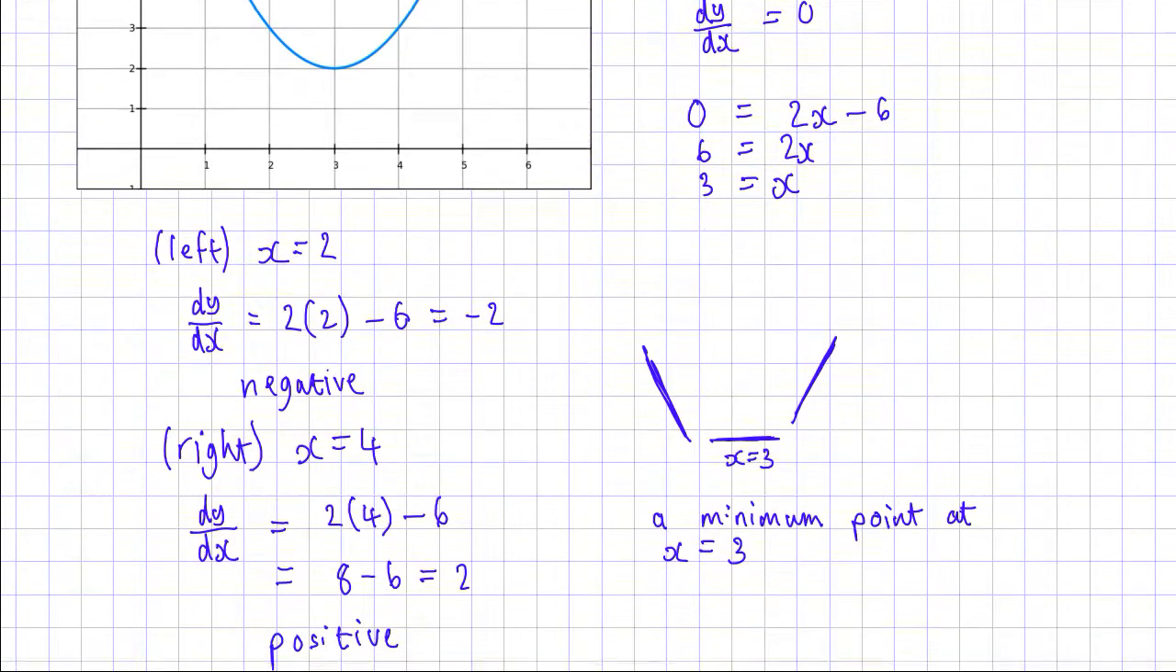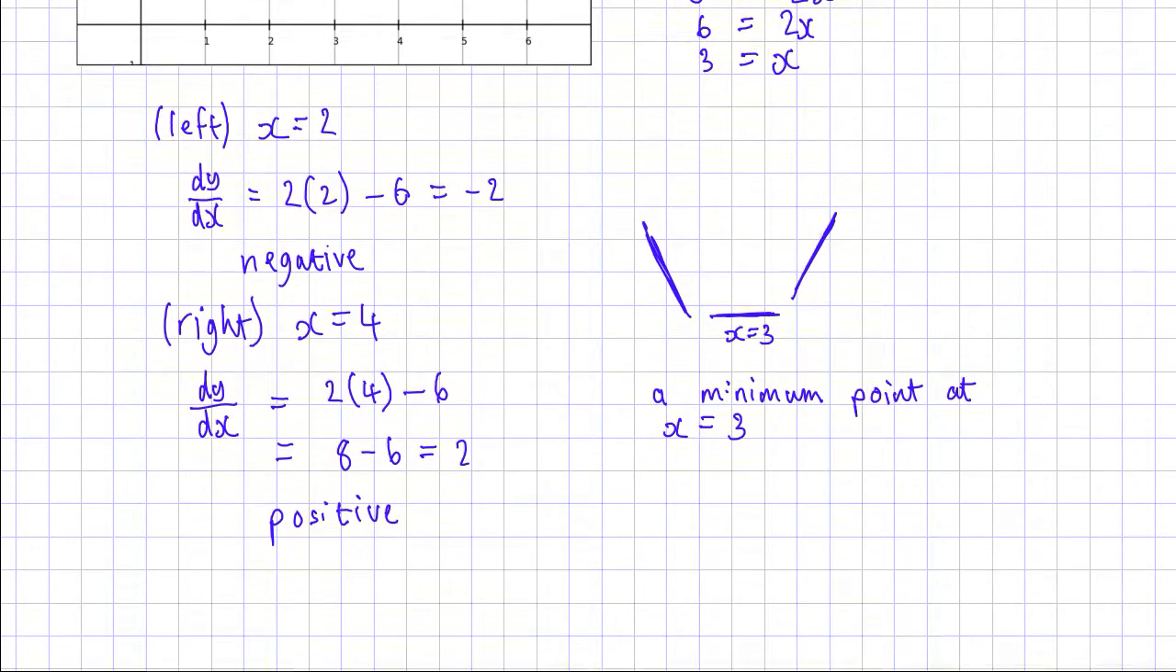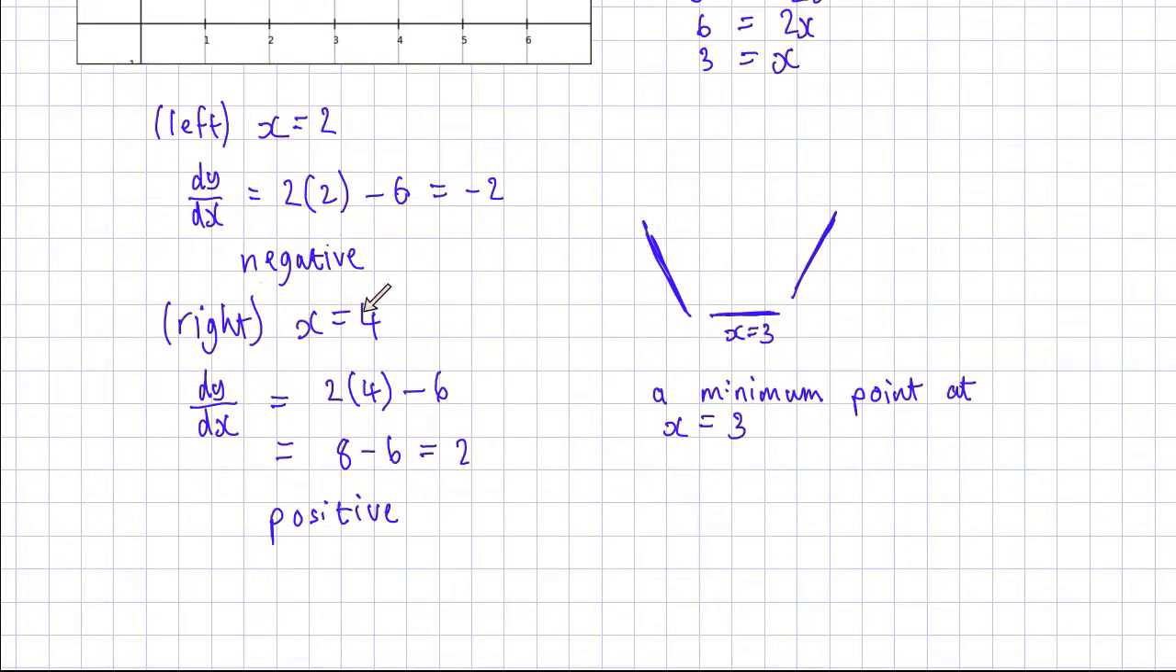And then we looked at the left hand side of x equals 3, which is x equals 2, and found that the gradient is negative, so we can make a little drawing like this. And then we looked at the right where x is equal to 4, and we found that the gradient is positive, so we can make this drawing and see that it's actually going to be a minimum point.